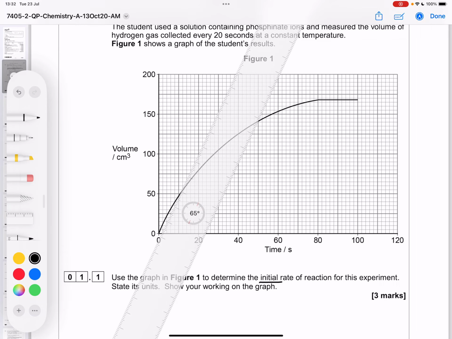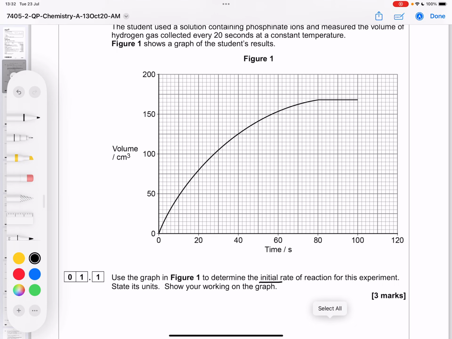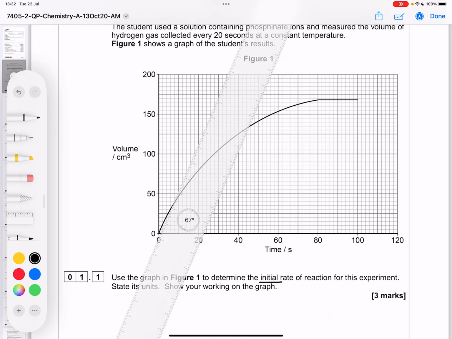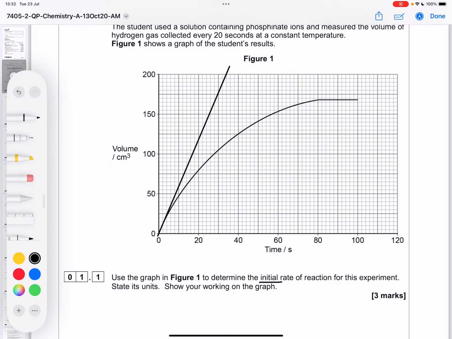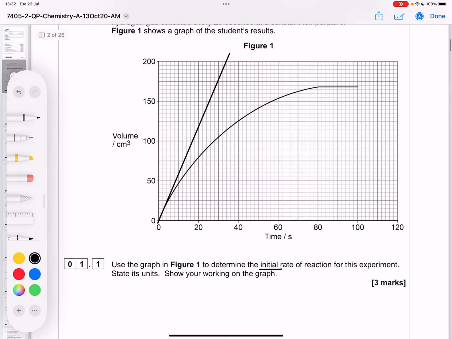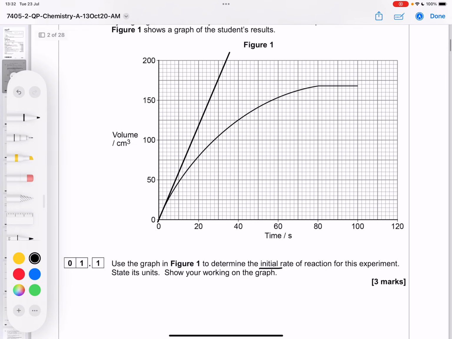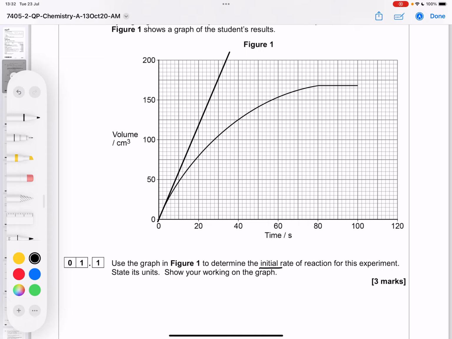So what we need to do is draw a tangent. We need to line up our ruler with the curve at the very start. So you're just going to line your ruler up, and then you want to be able to draw a tangent to the curve at time equals 0. Then you want to measure the gradient of that tangent.